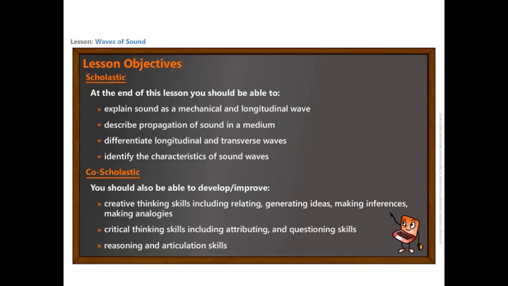Your friend YB here is going to keep you company along the way. He's going to ask you interesting questions, which is also going to hone your scholastic skills.